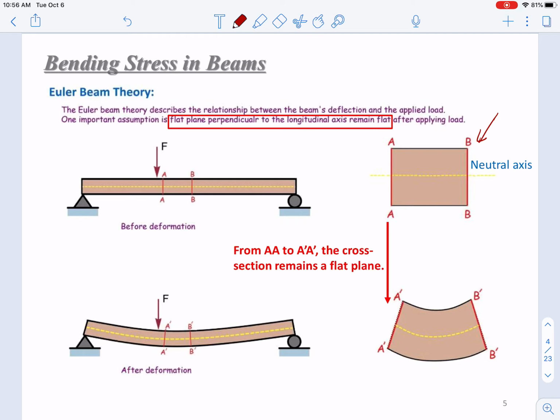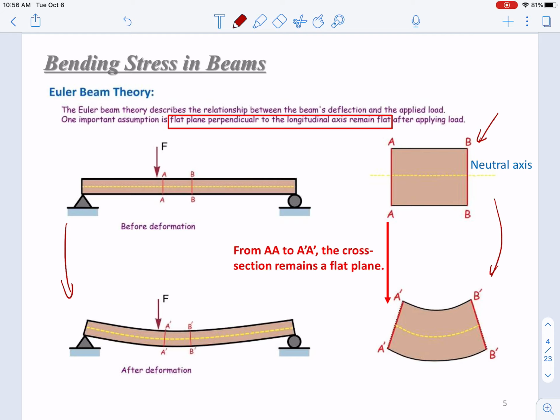After the loading, this beam will be bended and deformed, to give you a curvature as shown here. So this section AA BB will be bended too. The shape will become this. AA will become A prime A prime, and BB will become B prime B prime.